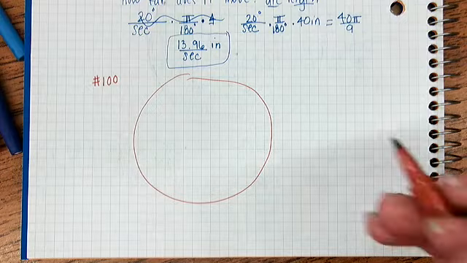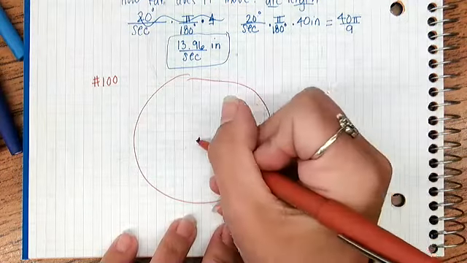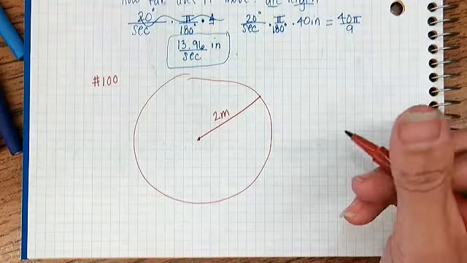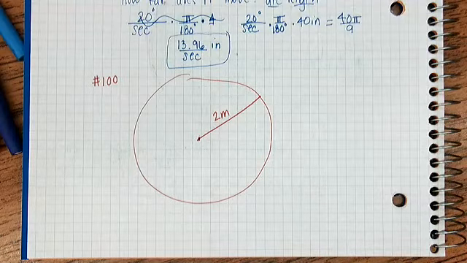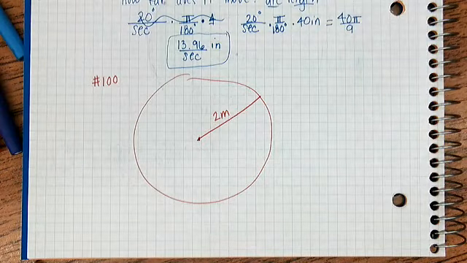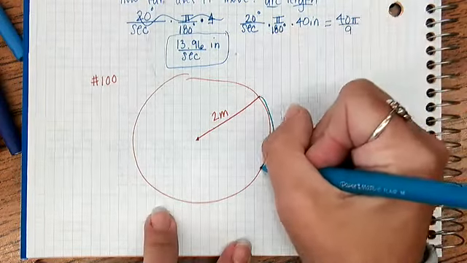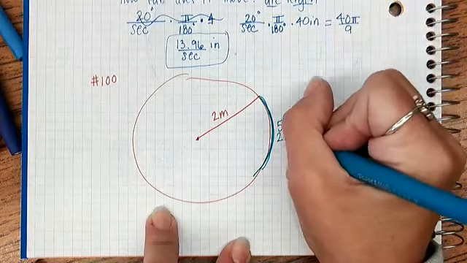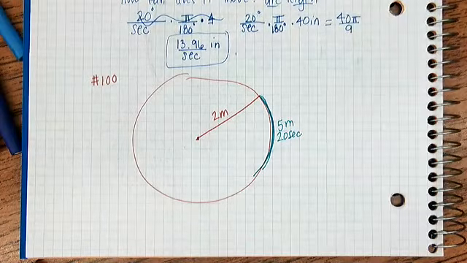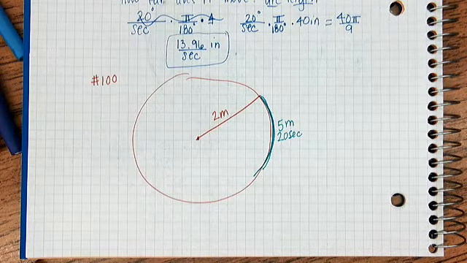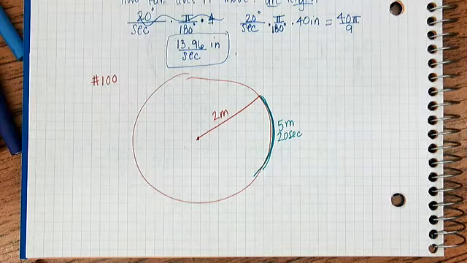So the radius is 2 meters. And in a matter of 20 seconds, it travels 5 meters. So let's do this. Travels 5 meters, and that takes 20 seconds. Okay, so they want to know angular speed and linear speed.